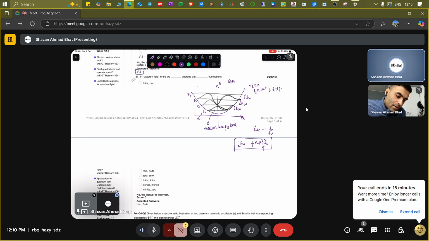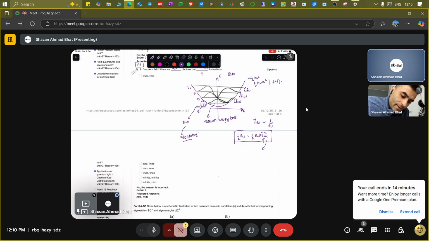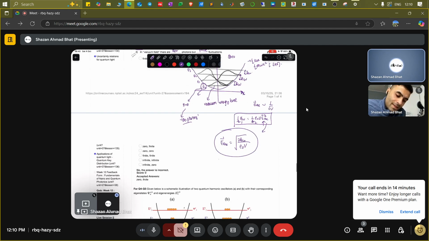So now the question is saying that in the vacuum field there are dash photons. Remember, E0 you got by putting n equals 0. That means there are no photons, so there are 0 photons, but the fluctuations are finite because the field fluctuation amplitude is this. So E vacuum equals the square root of h bar omega divided by 2 epsilon naught V. This is the vacuum field amplitude, and this is finite.